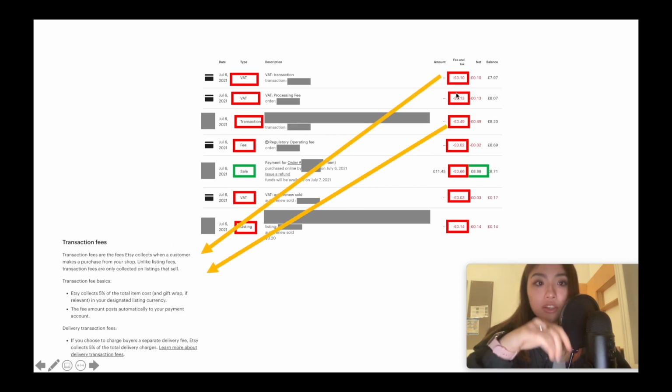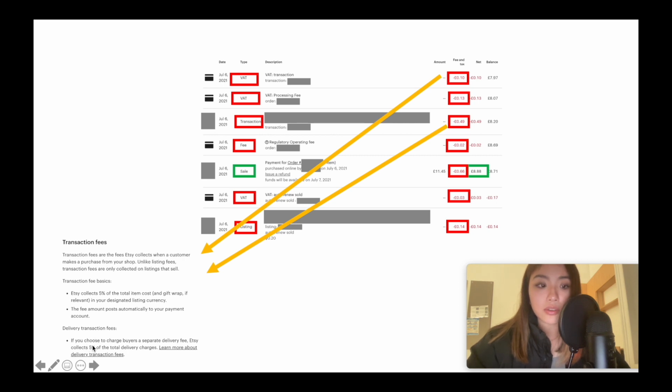So transaction fees, this is another one of the main fees. Transaction fees are the fees that Etsy collects when a customer makes a purchase from your shop. Unlike listing fees, transaction fees are only collected on listings that sell. Transaction fee basics: Etsy collects 5% of the total item cost, gift wrap, of your designated listing currency. The fee amount posts to your payment account, delivery, transaction fees.